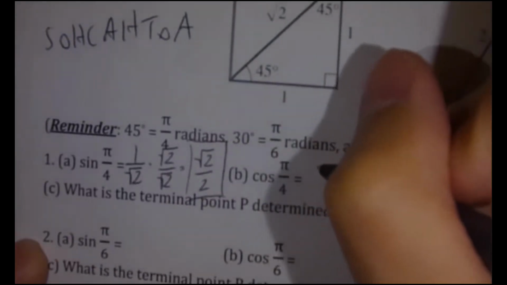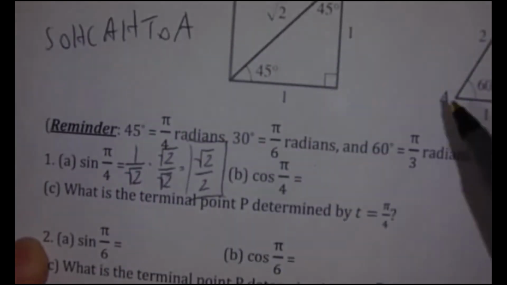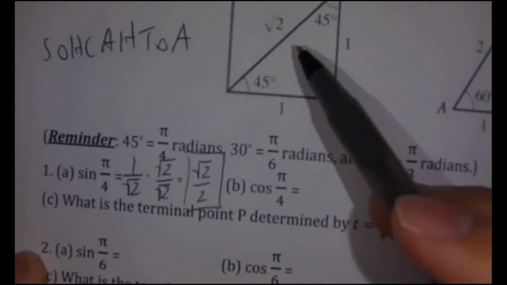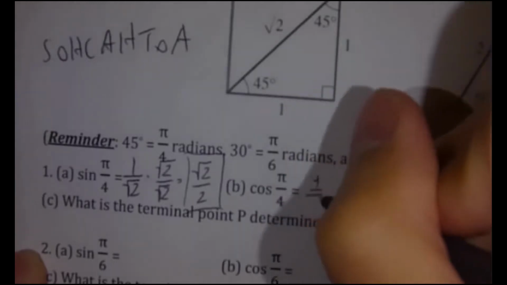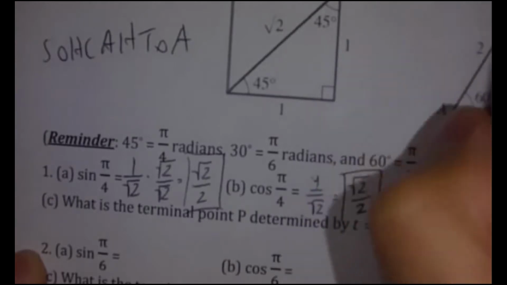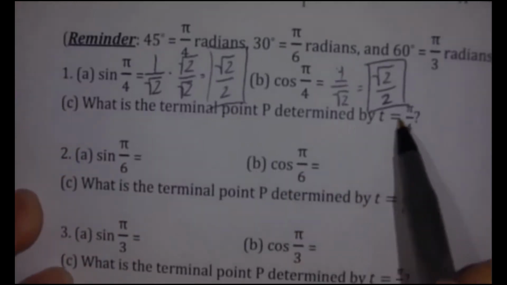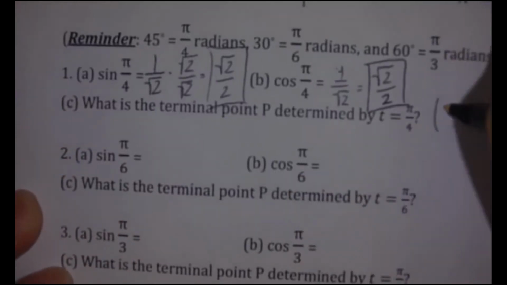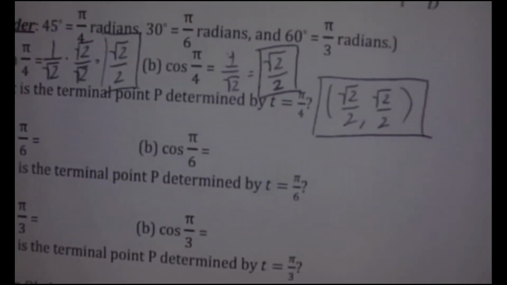Cosine pi over 4, that's adjacent over hypotenuse. So it's actually the same thing, 1 over root 2, adjacent over hypotenuse. But as we know, that's equal to root 2 over 2 from part A. And then the follow-up question to that was, what's the terminal point determined by this? That's going to be root 2 over 2, comma root 2 over 2. Okay, that's your answer for part C.